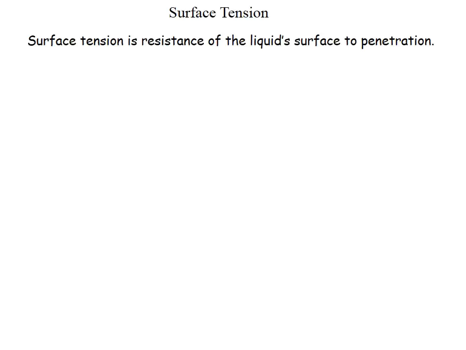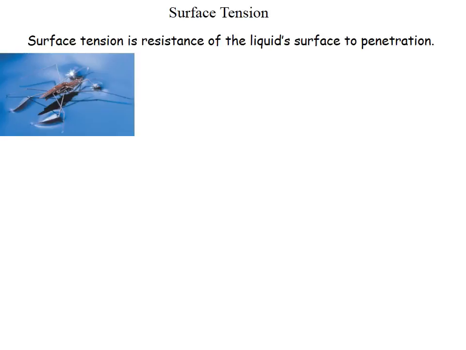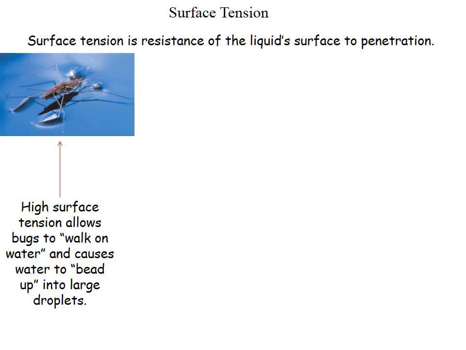Surface tension is the resistance of the liquid surface to being penetrated by an object. So if you think about it, surface tension is sort of the skin on the surface of the water. It's the reason why when you do a belly flop in the pool it hurts, because water has high surface tension. It has a high resistance to your body going through it. It's the reason why bugs can walk on water. So this is one of the water skimmer bugs, and it's because of water's high surface tension that this bug can essentially walk on water.